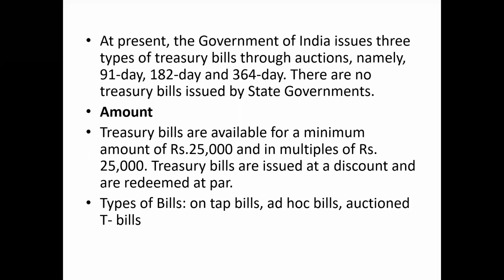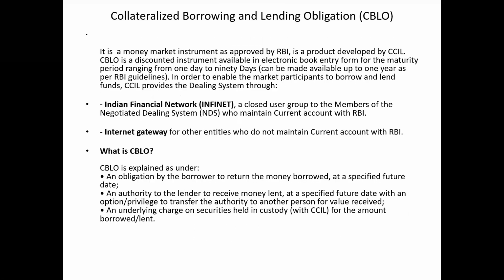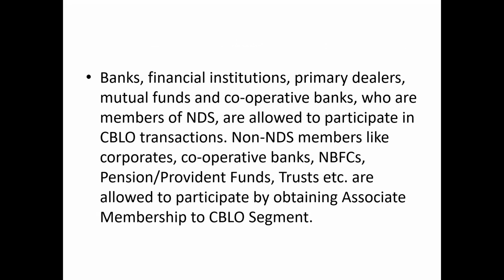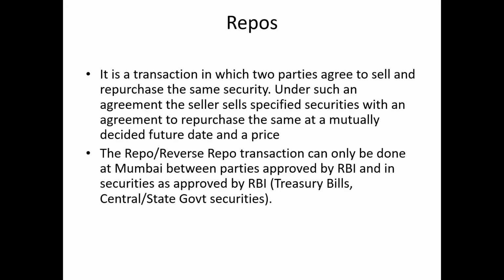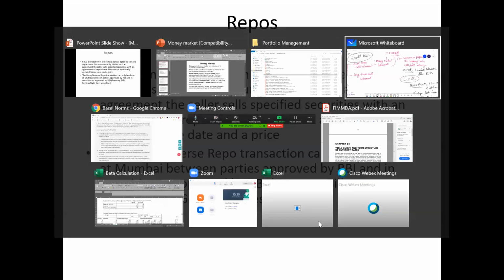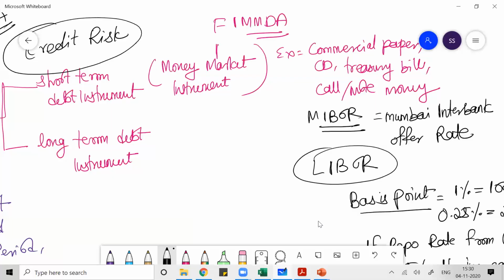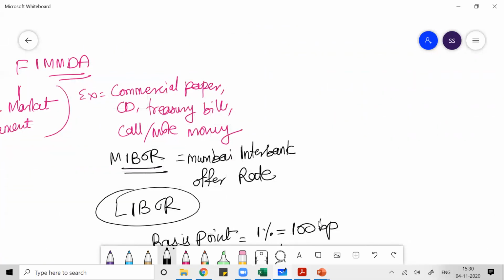Then there are treasury bills already. Then there is the CBLO, collateralized borrowing and lending obligation. This is again a facility through which borrowing and lending is done by primary dealers. So these are all the information you should have. Whenever we talk about money market instruments, the individuals and financial institutions involved in them are called primary dealers.